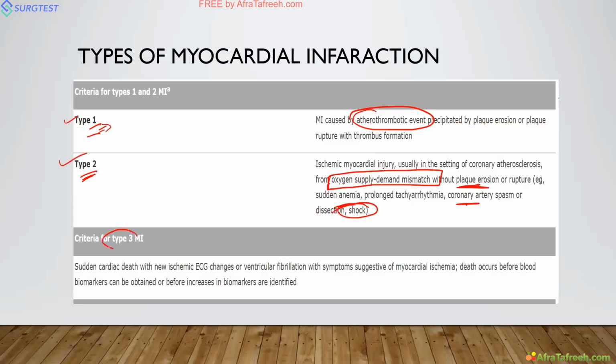Then type 3. Whenever a patient comes to the ICU or the emergency with some ECG changes for STEMI or some arrhythmias, and the patient suddenly collapses, and the death occurs before blood samples for troponin have been obtained, this is type 3 MI. Sudden cardiac death with new onset ischemic changes, ST depression, with symptoms suggestive of myocardial ischemia, and death before blood sample has been drawn. This is type 3 MI.